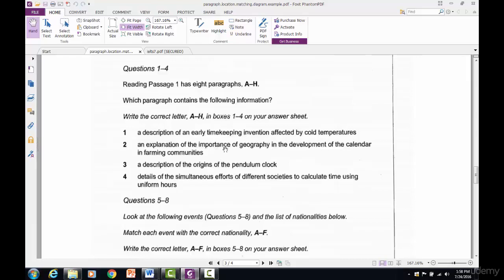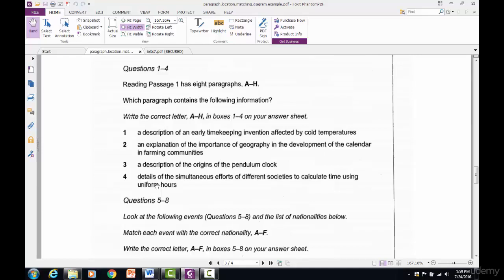For number 2, we're talking about geography, and then another noun, calendar, and then next, farming communities. Those are the words that I would underline or circle: geography, calendar, farming community. Number 3, pendulum clock. And number 4, simultaneous efforts. Simultaneous means doing things at the same time. Simultaneous efforts of societies and using uniform hours. All right, those are the keywords that I'm going to circle, and those are the keywords that I'm going to try to keep in mind while I'm doing the other questions.